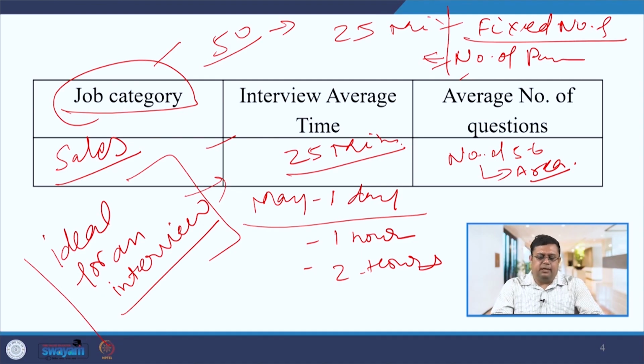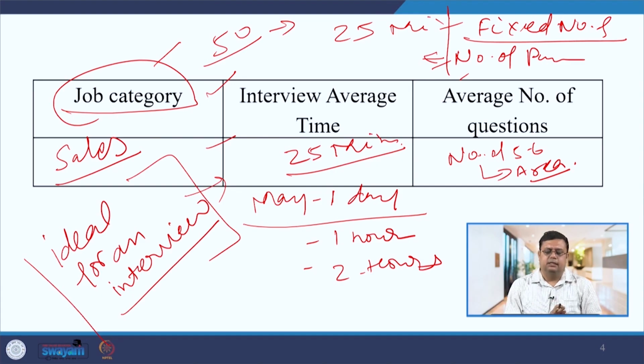But in the past, if you have conducted interviews and you know the average time taken for one interview, then as an HR manager, to manage this average time, you have to decide the area from which questions should be asked and how many questions should be asked.